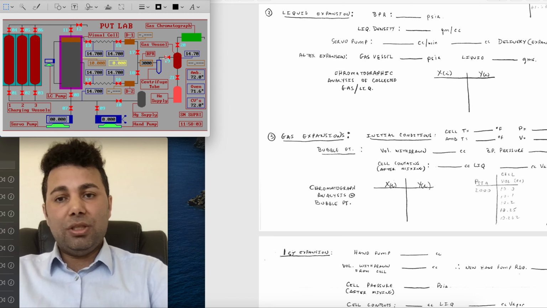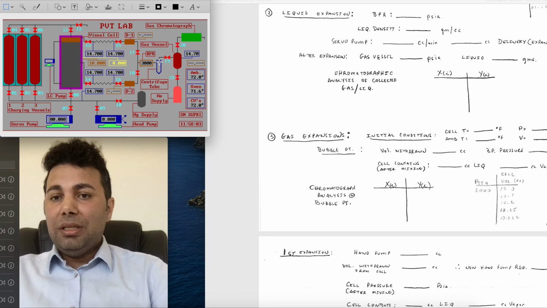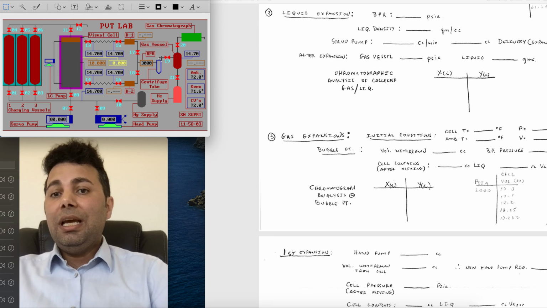Anything above, it's just going to open and release that pressure. So when it opens, the liquid is going to collect at the centrifuge. This is going to act like our stock tank. We are going to collect the liquid here, and the gas is going to go to our gas vessel.